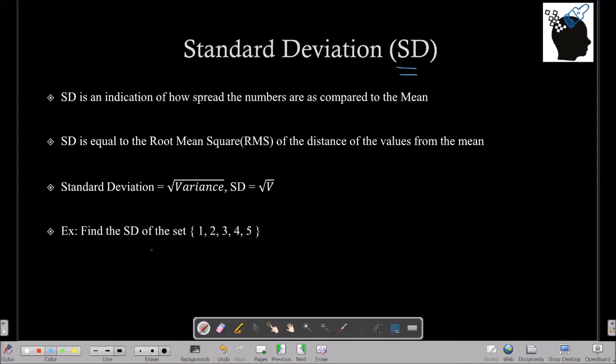Let's try it out. Find the standard deviation of the set 1, 2, 3, 4, 5. Now we already calculated the variance of this set and we know that it is 2. That means the standard deviation of this set will be the square root of variance, which is square root of 2. Now you might be thinking that in that case the standard deviation should always be a positive number. But standard deviation can very well be 0. Let's take an example.